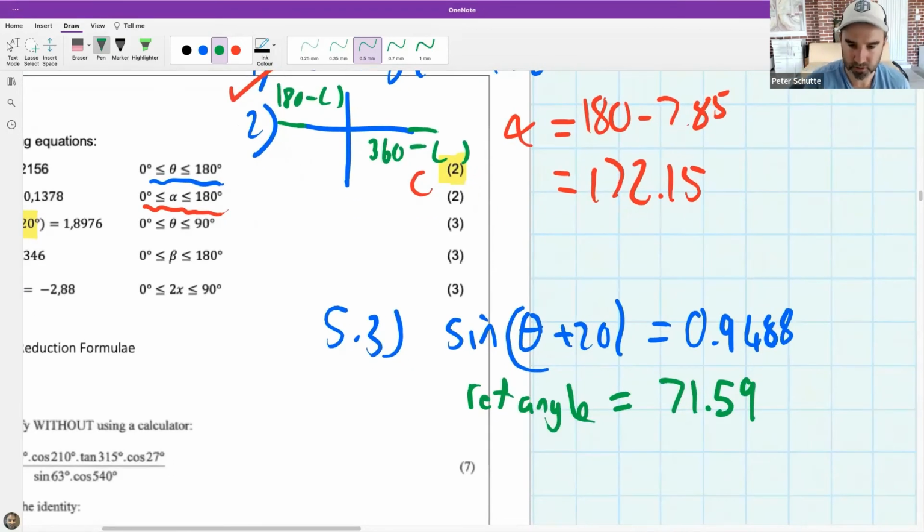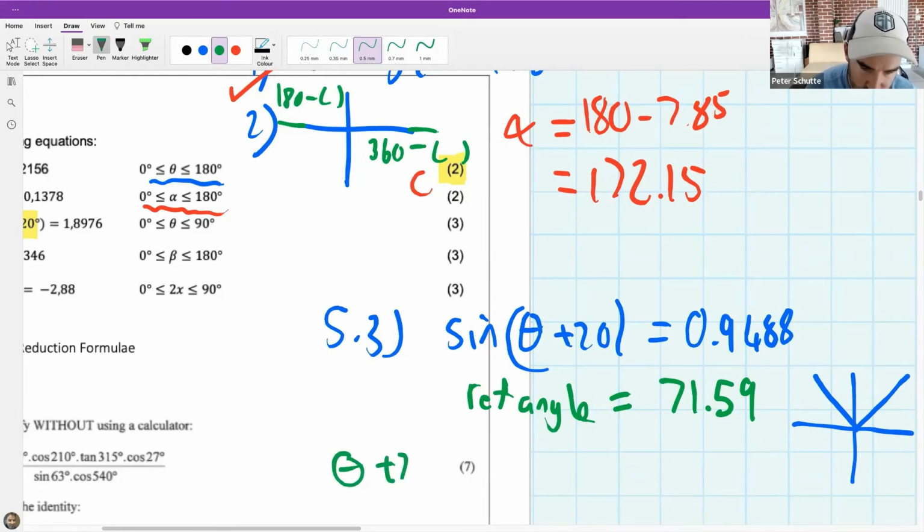But the problem is the reference angle is not any reference angle, okay? It's going to be theta plus 20. So we need to bear that in mind. But let's ask ourselves something else. What quadrant is sine going to be positive in? It's going to be positive in this quadrant and it's going to be positive in this quadrant. So I'm going to say that theta plus 20 is equal to 71.59, and that's going to be for quadrant number 1.